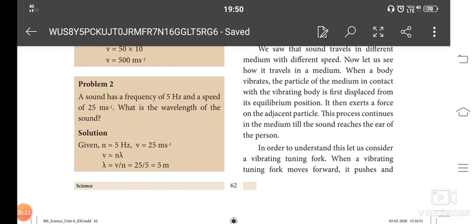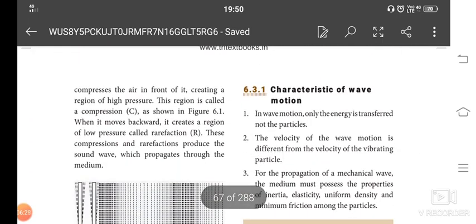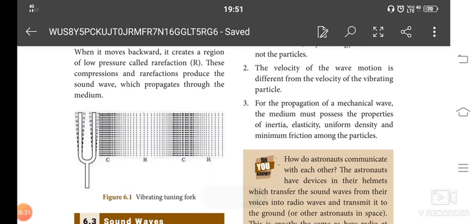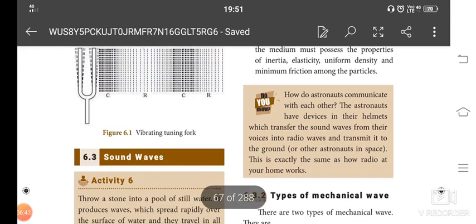To understand this, take the tuning fork. A tuning fork is a device for propagating a sound. Here it's a Y-shaped device. When it strikes a surface, it will be vibrating and making a sound. The vibrations are shown in the dotted lines. So it is vibrating and producing a sound.